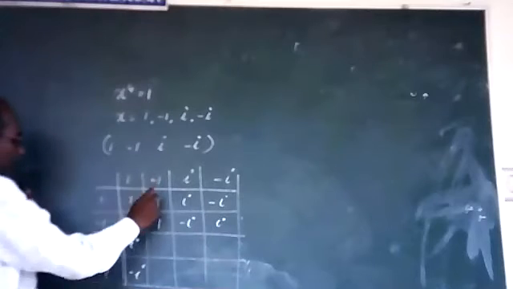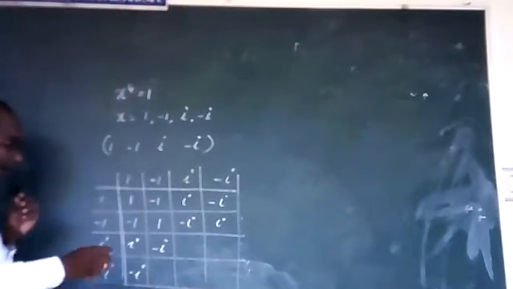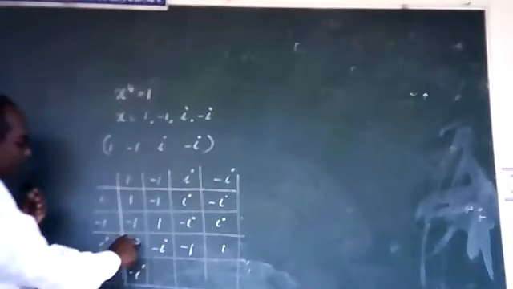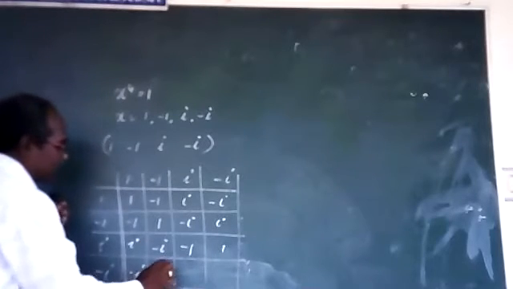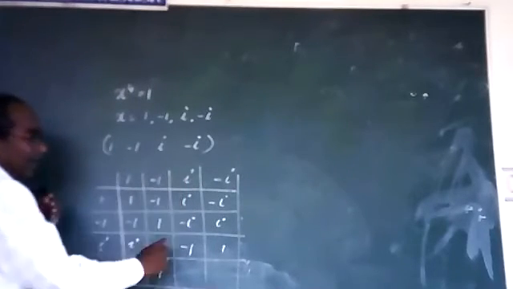Now i into minus 1, minus i. i into i, i square, and i square is minus 1. i into minus i, minus i square, therefore this is plus 1. Now minus i into minus 1 is plus i. Minus i into i, minus i square, therefore plus 1. Minus i into minus i is plus i square, it is minus 1. Now the entire table is filled.